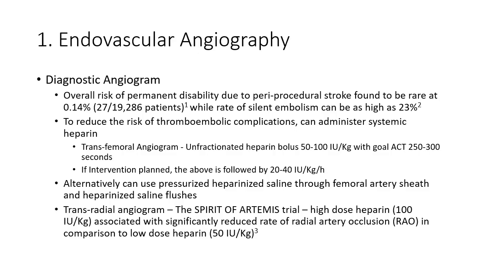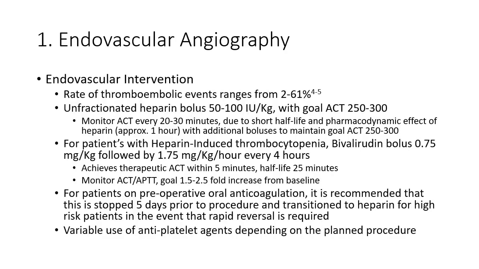Alternatively, pressurized heparinized saline through the femoral sheath can be given, and heparinized saline flushes used. For transradial angiograms, as was done in the Spirit of Artemis trial, we recommend a higher dose of heparin, 100 IU per kilogram, in order to reduce the rate of radial artery occlusion in comparison to lower doses. It is important to know that heparin has a short half-life and a pharmacodynamic effect of only 1 hour.